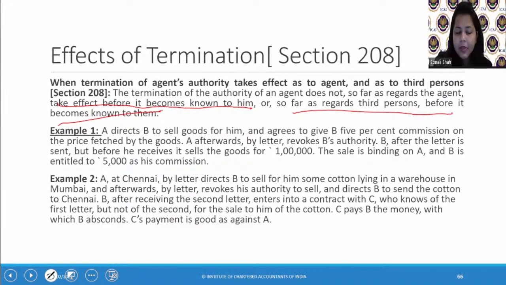If we look at this example, A directs B to sell goods for him and agrees to give B 5% commission on the price fetched by the goods. A afterwards by letter revokes B's authority. B, after the letter is sent but before he receives it, sells the goods for rupees 1 lakh. So the sale becomes binding on the principal and the agent will be entitled to his commission.